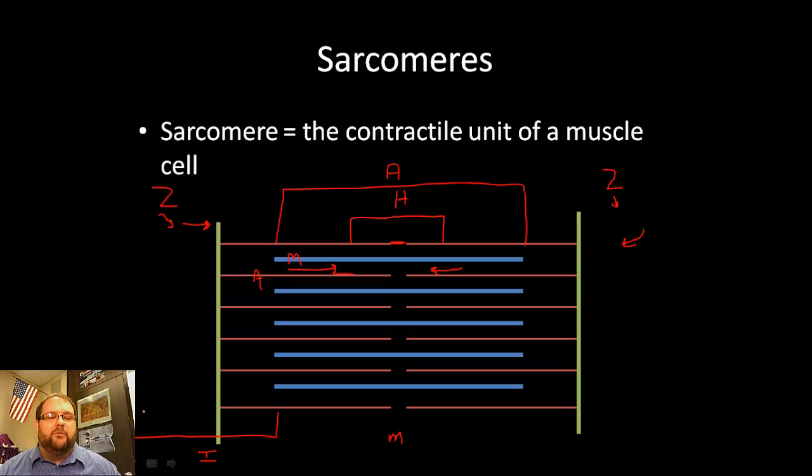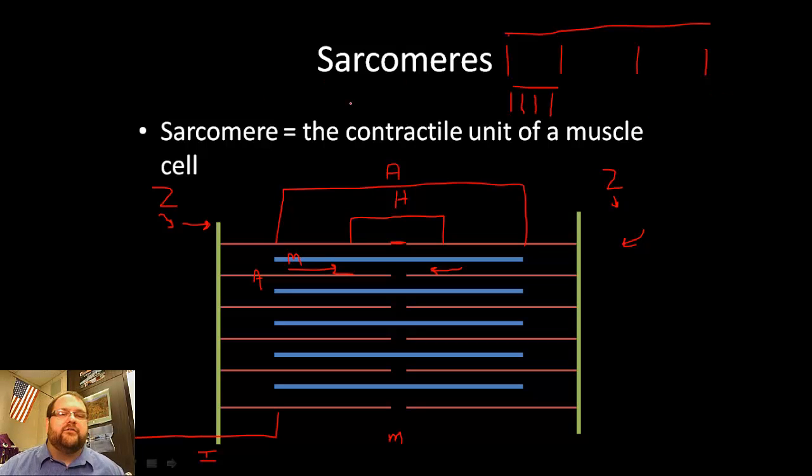So if we have a whole bunch of these sarcomeres put together, I'm just going to draw this out, if we imagine a whole bunch of these sarcomeres out here put together, and these two contract, they're going to get closer together. And these two contract, they're going to get closer together. And these two contract, they're going to get closer together. So these individual sarcomeres are making this whole myofibril get way shorter.